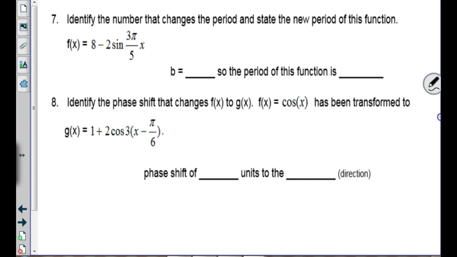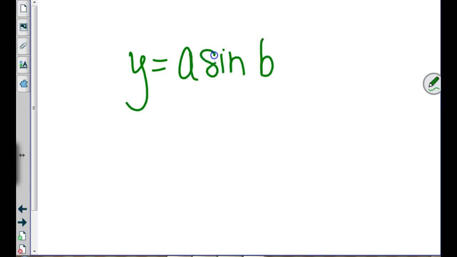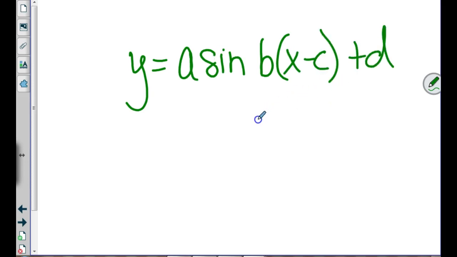All right. Number 7, identify the number that changes the period. Okay, how does this go? If I put an extra page in here, we have, I'll use letters, A sine B x minus C plus D. How did this all work, guys? Okay, this is amplitude, which is a vertical stretch, right? It could also, if it had a sign change, be a reflection.